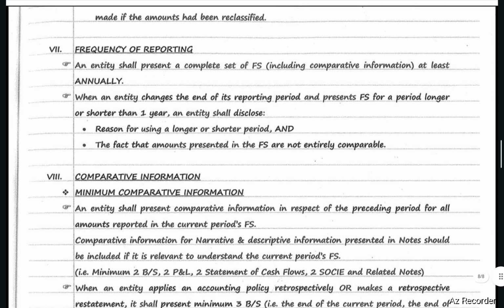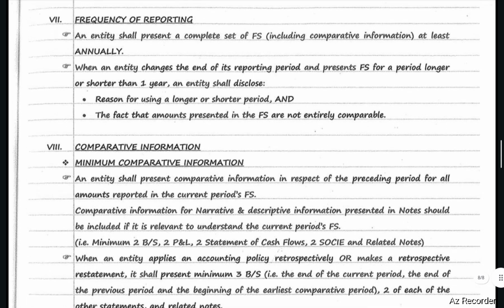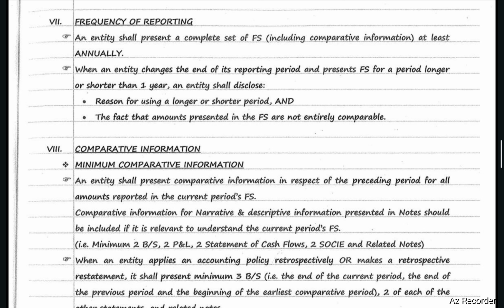Next, frequency of reporting. An entity shall present a complete set of financial statements, including comparative information, at least annually. When an entity changes the end of its reporting period and present financial statements for a period longer or shorter than 1 year, an entity shall disclose a reason for using a longer or shorter period and the fact that amount presents in the financial statements are not entirely comparable.